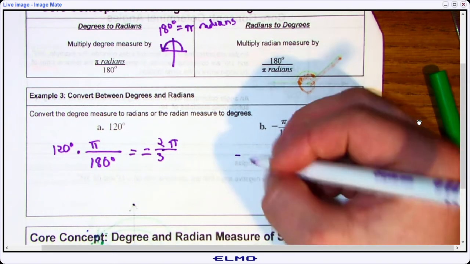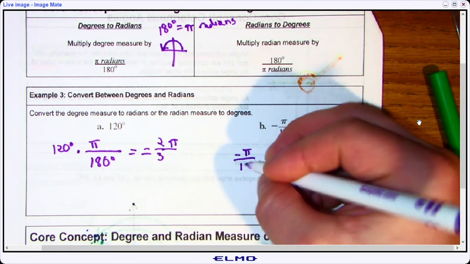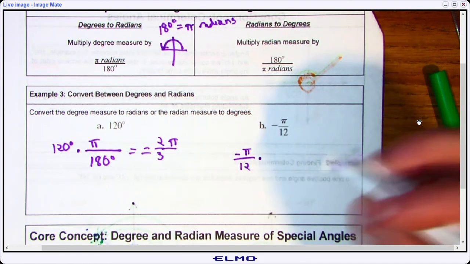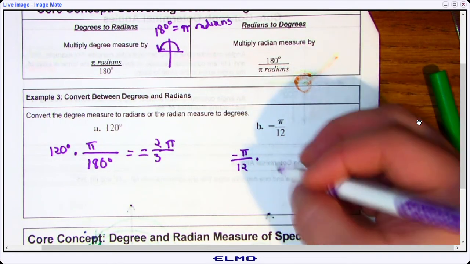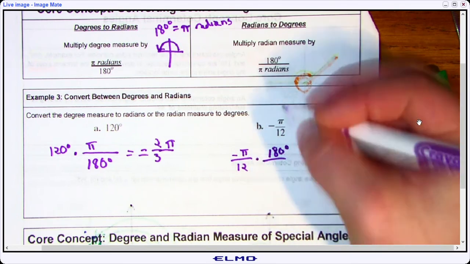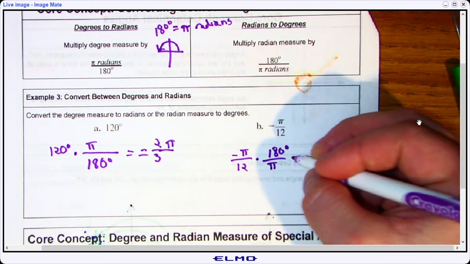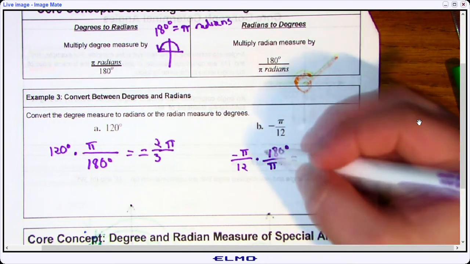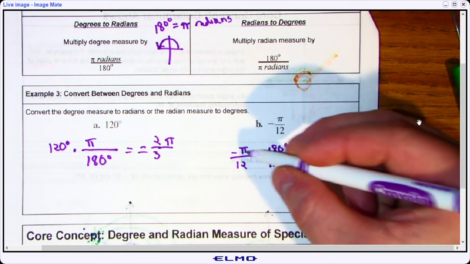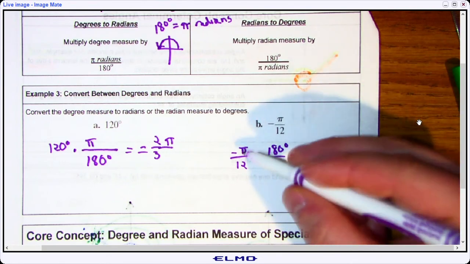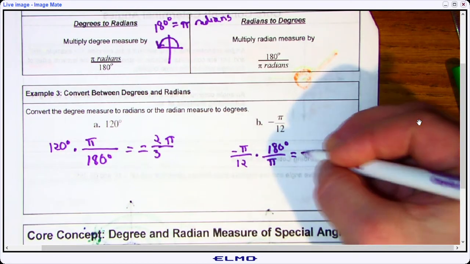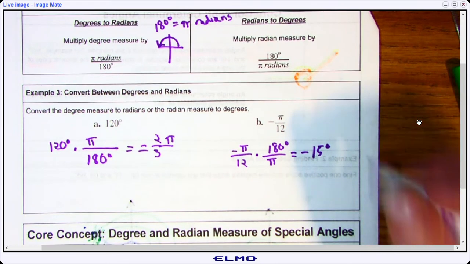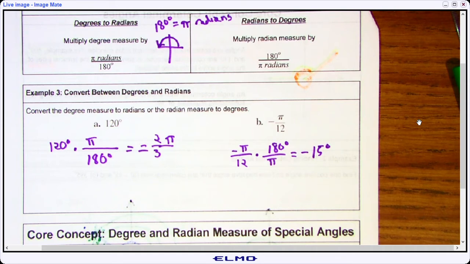Start off with negative pi over 12. I'm going to do this the other way now. I want radians to go away, so I'm going to put degrees up top, so say 180 degrees divided by pi radians. What's going to happen? Well, radians are going to cancel out. I'm going to end up with pi over pi. That's just 1. I've still got the negative sign, so negative 180 divided by 12. Just negative 15 degrees.